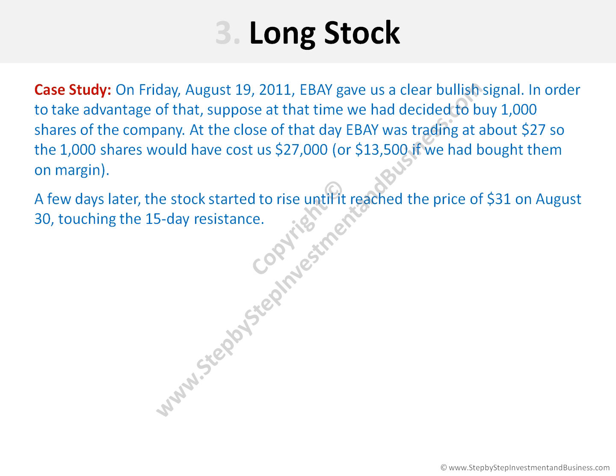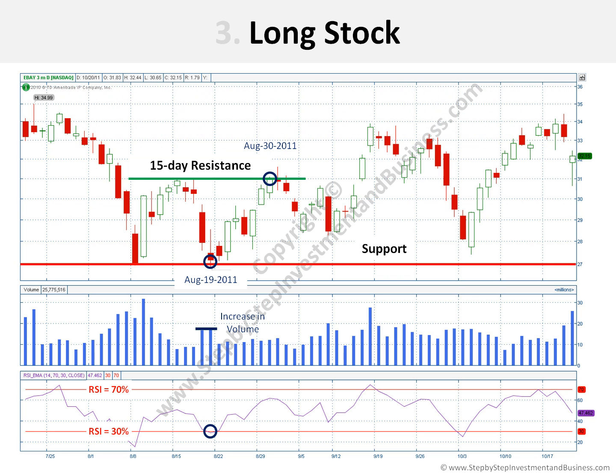In order to take advantage of that, suppose at that time we had decided to buy 1,000 shares of the company. At the close of that day, eBay was trading at about $27, so the 1,000 shares would have cost us $27,000 or $13,500 if we had bought them on margin, that is, the 50%. A few days later, the stock started to rise until it reached the price of $31 on August 30, touching the 15-day resistance. That can be seen here.